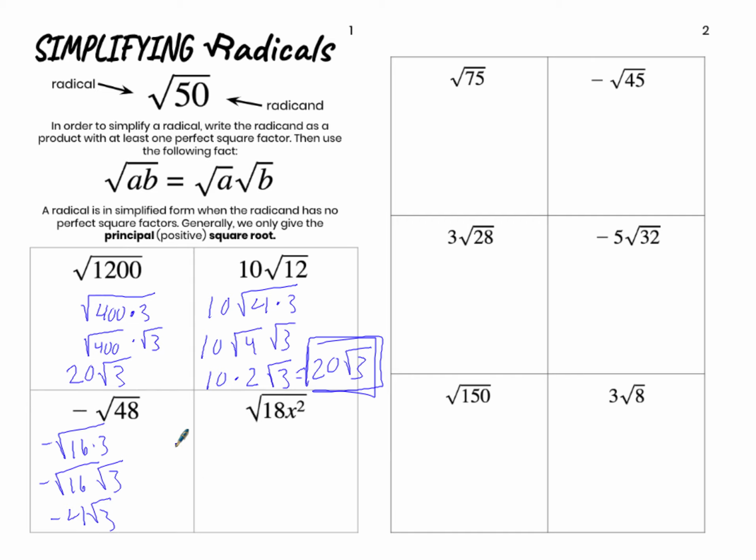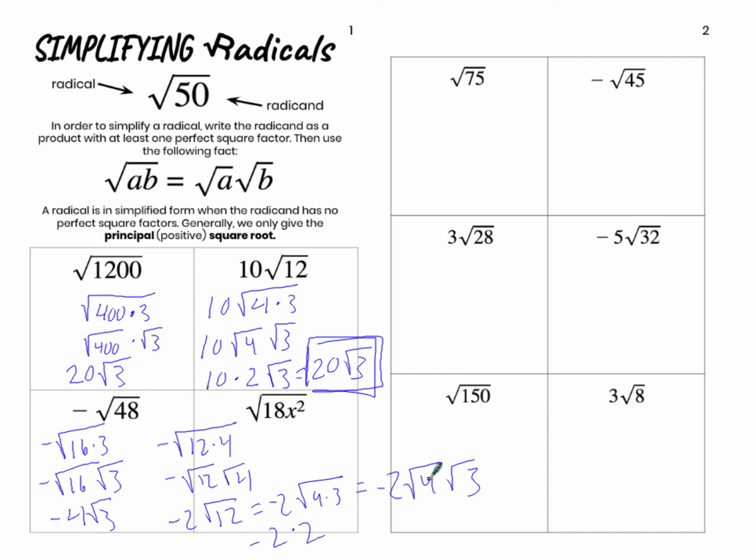If I didn't see the 16 and I instead saw 12 times 4, that would be okay. I'd have square root of 12, square root of 4. Square root of 4 is 2. I want that 2 in front. I would just need to realize that I am not done yet. 12 can be written as the product of 4 and 3. So negative 2 radical 4 radical 3 is negative 2 times 2, because the square root of 4 is 2, radical 3. I get the same simplified answer, negative 4 square root of 3.